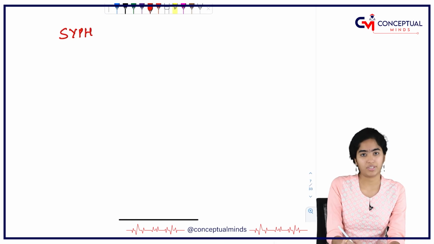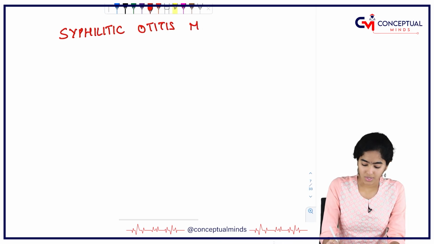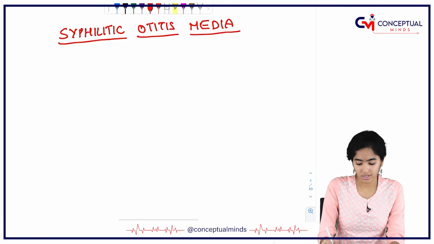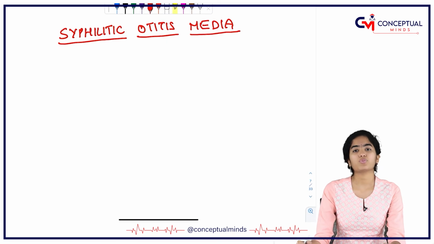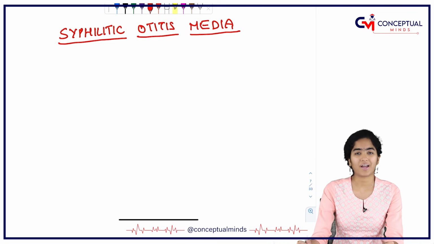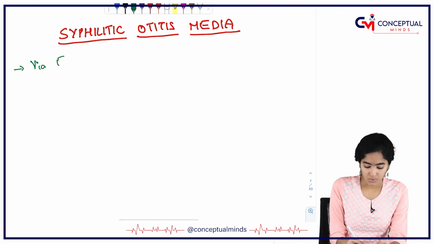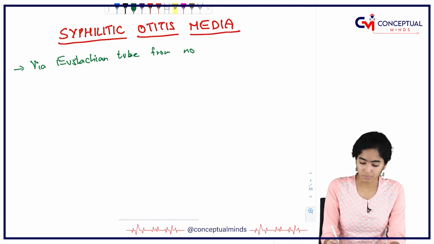First, let us learn the syphilitic type. Now, syphilitic otitis media is quite rare actually. But if it occurs, it can occur via the eustachian tube. The spirochetes could be present in the nose or in the nasopharynx, and they travel via the eustachian tube and invade the middle ear cleft. So, the infection is via the eustachian tube, from the nose or nasopharynx.